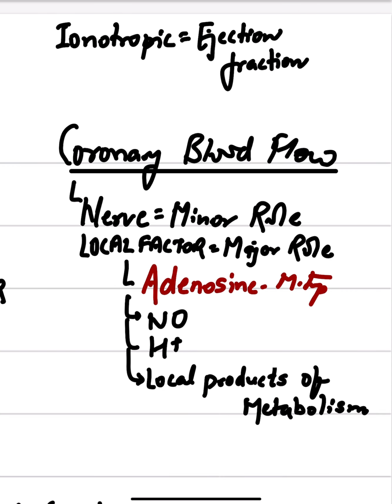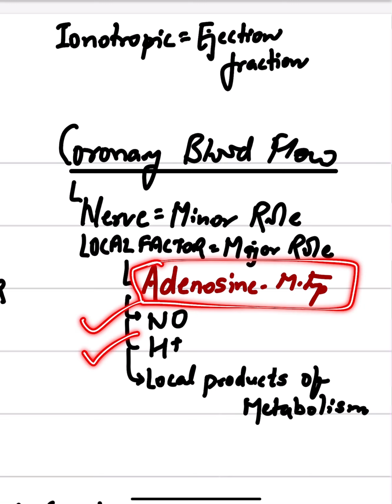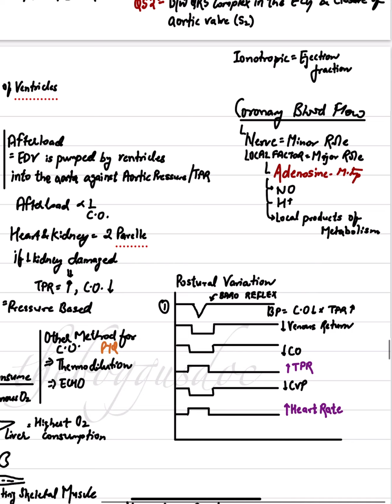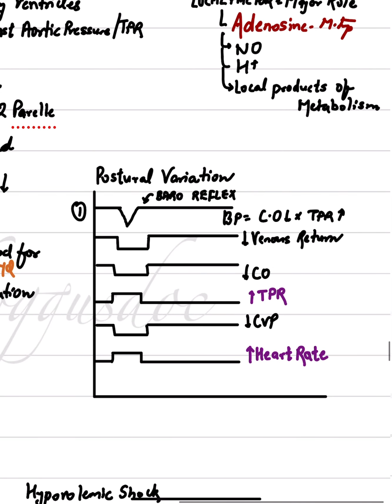Neural control plays a very minor role in coronary blood flow, but local factors play an important role. The major role is by adenosine, very important, NO, H plus, and local products of metabolism.